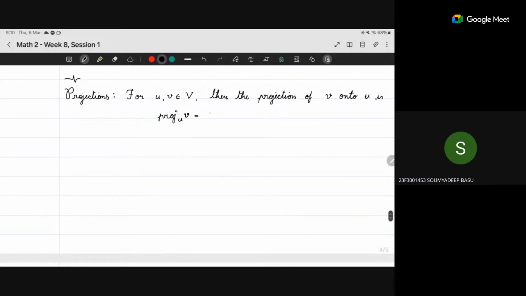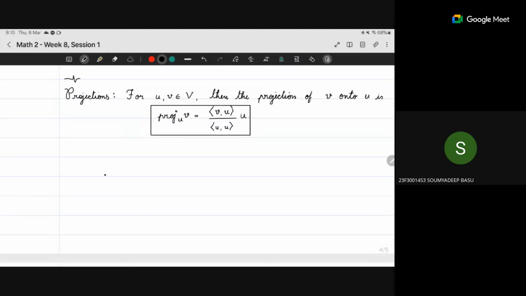So this is given by the inner product of v with u divided by the inner product of u with u, times u. So it is a vector along u, and the magnitude of that vector is given by the inner product of v with u divided by the inner product of u with u. But what is the meaning of this? For practical purposes, all you need to know is this. But I'll give you a diagram which helps you understand it better.